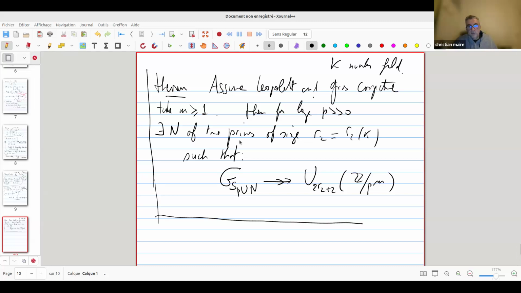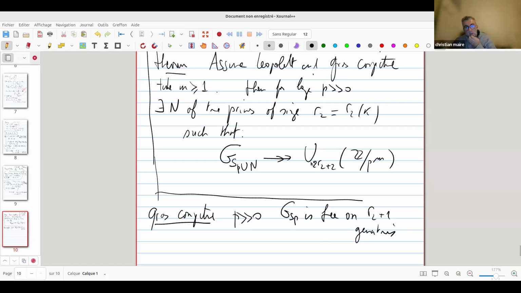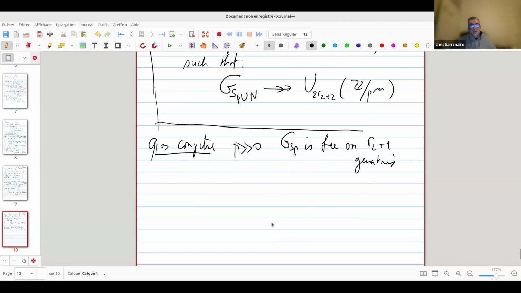And so what is the Gras conjecture? The Gras conjecture says that for p large, the Galois group G_S^p is in fact free on r_2 plus 1 generators. If we assume this conjecture, we can prove this result for the quotient of this Galois group. So the set of ramification here is bounded by r_2, in fact, together with the places above p. It doesn't depend on m. Okay, I stop here.